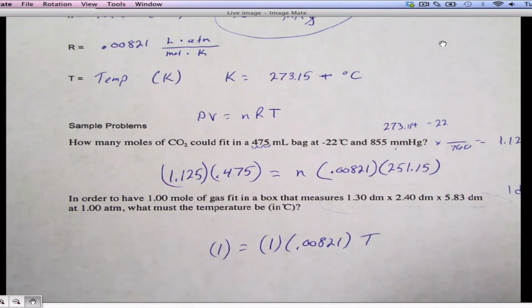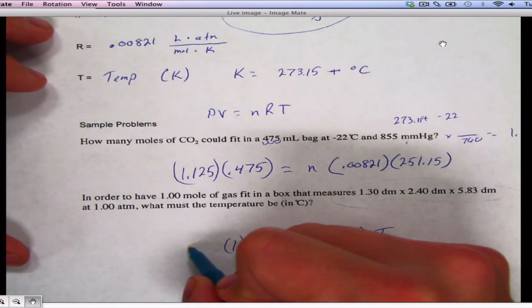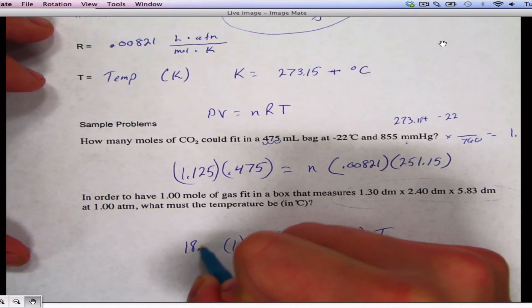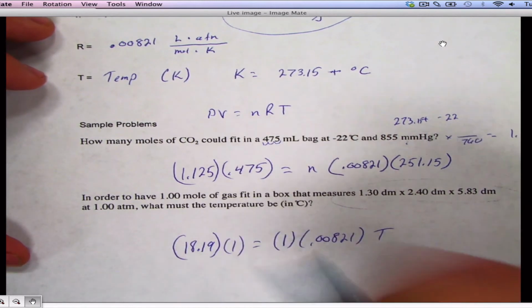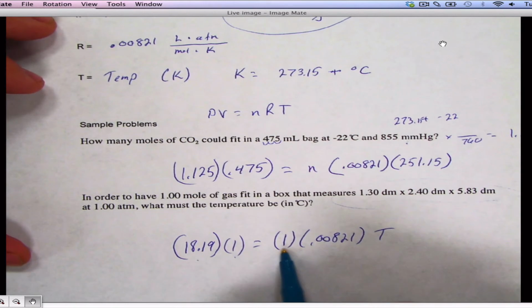So 1.3 times 2.4 times 5.83 gives us a big number of, I don't think I did that right. Let's try that again. 1.3 times 2.4 times 5.83. That looks better. And you should get about 18.19-ish. Okay, so here's my volume, here's my pressure, here's my number of moles, here's my constant.